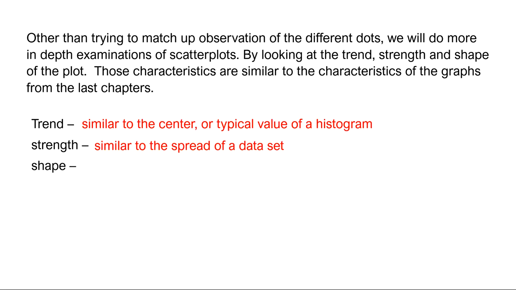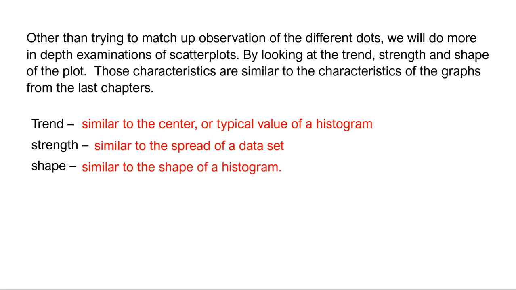So in the histogram, the wider the spread, the more variance in the data. Same thing here in our dot plot: the more variance, the more spread out the dots are on our scatter plot, the more variance there is with our data there.